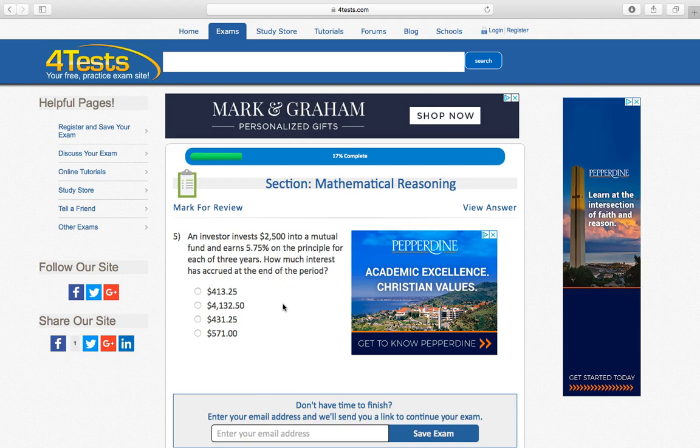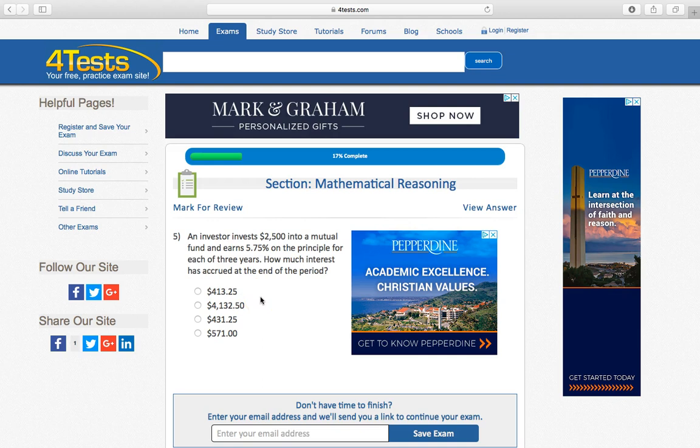Anyway, if we multiply 2,500 times 0.0575, we get $143.75. So that's the interest for the first year. Now the temptation for a lot of people is to just say, okay, that's the interest for year one, multiply that by 3, and that will be our answer. And that comes to 430.25. Okay, so that is not going to be correct.